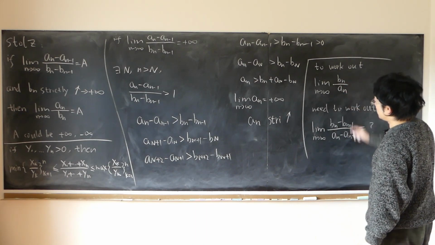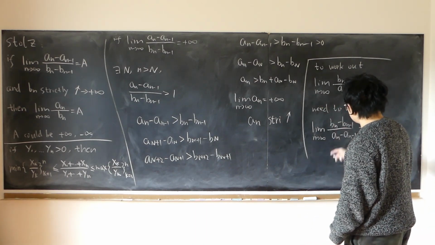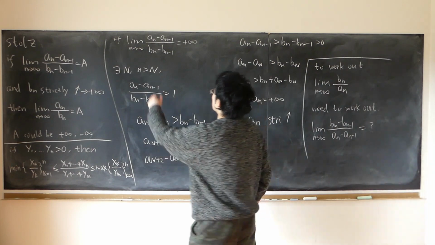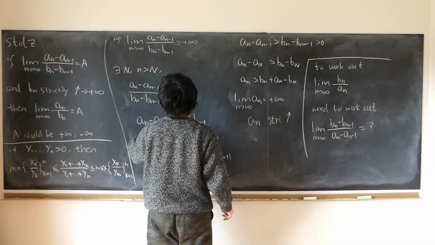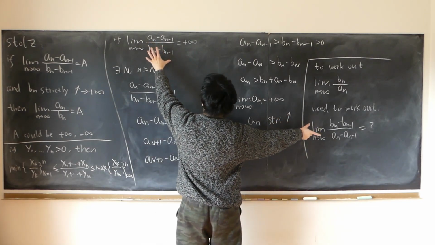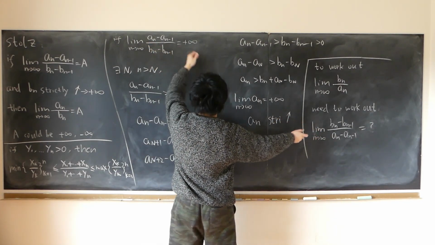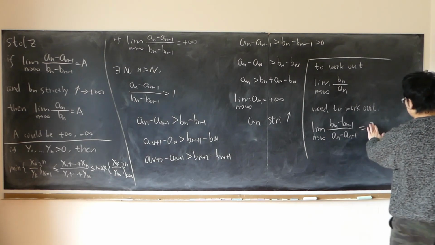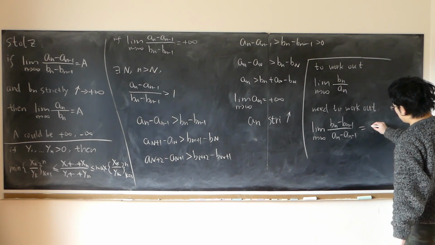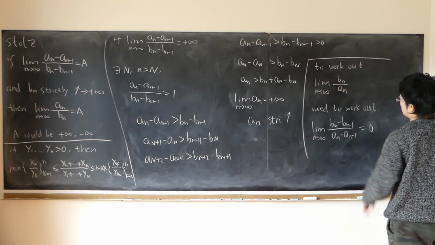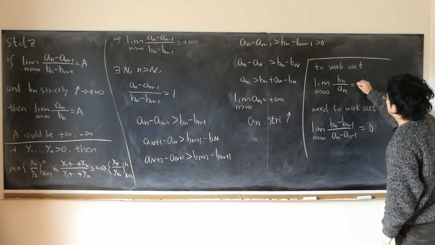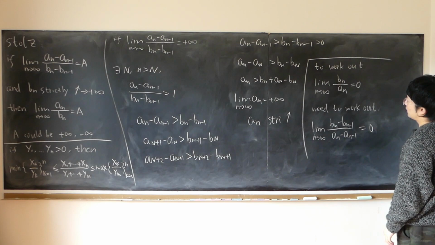Then we can work out this limit. Do we know this limit? Like I said, we assume that this limit is positive infinity. Therefore, the reciprocal is approaching 0. Right? We know that this limit is 0. Therefore, we easily work out this limit is 0.